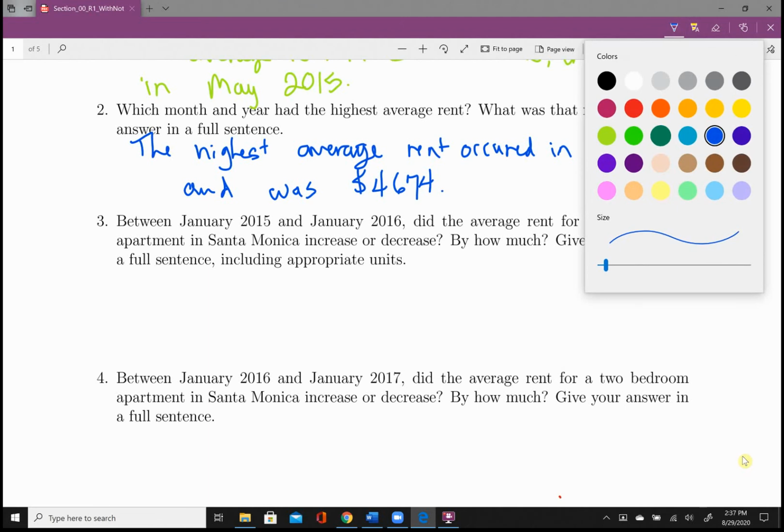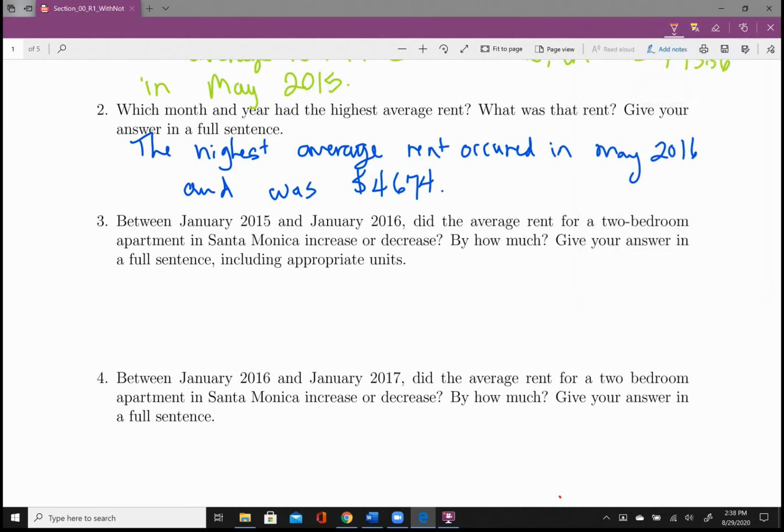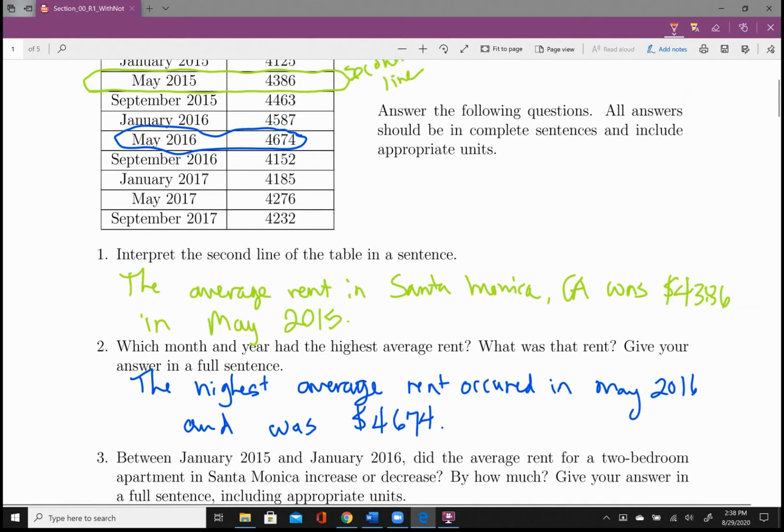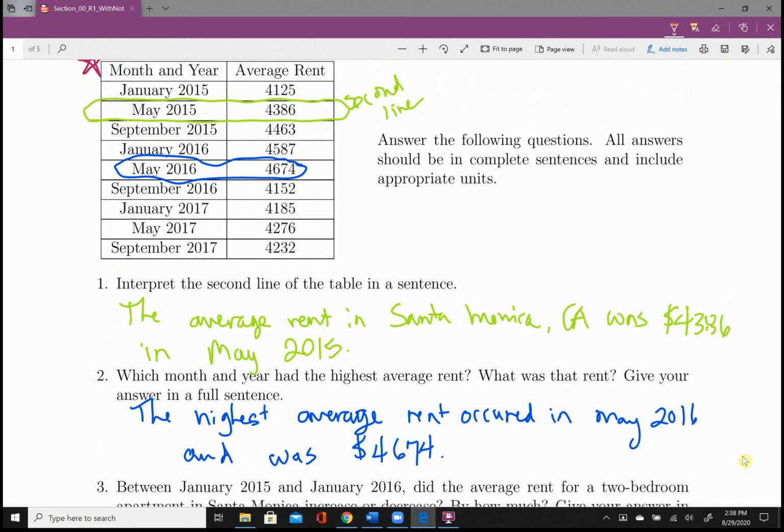Let's go with this orange color next. All right. So we want January 2015. That's this one. And then January 2016.